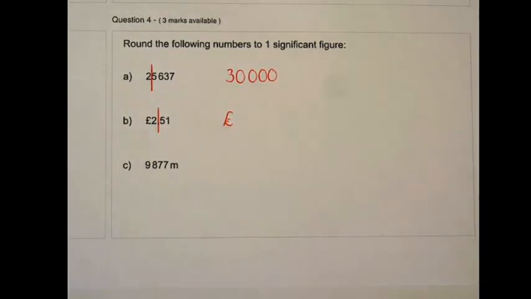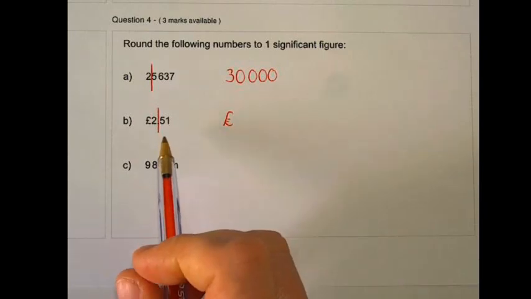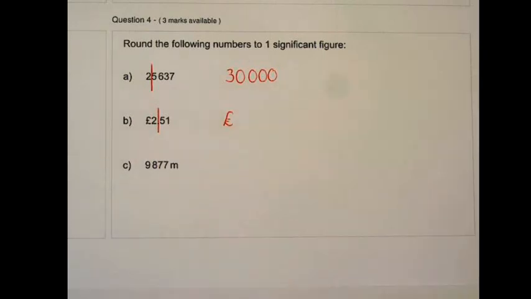And then we think, right, is that 2 going to stay as a 2, or is it going to round up to a 3? So we look to the number on the other side of the line. Is that a 0, 1, 2, 3 or 4, where the 2 stays as it is? No, it's not. It's a 5. So that 2 is going to round up to a 3.